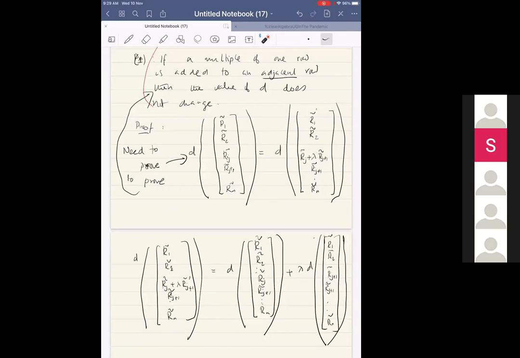Is this clear? Is this step clear to everyone? I'm just using separate linearity with respect to this row. Is this clear, Shakti? Yes, sir. Okay.